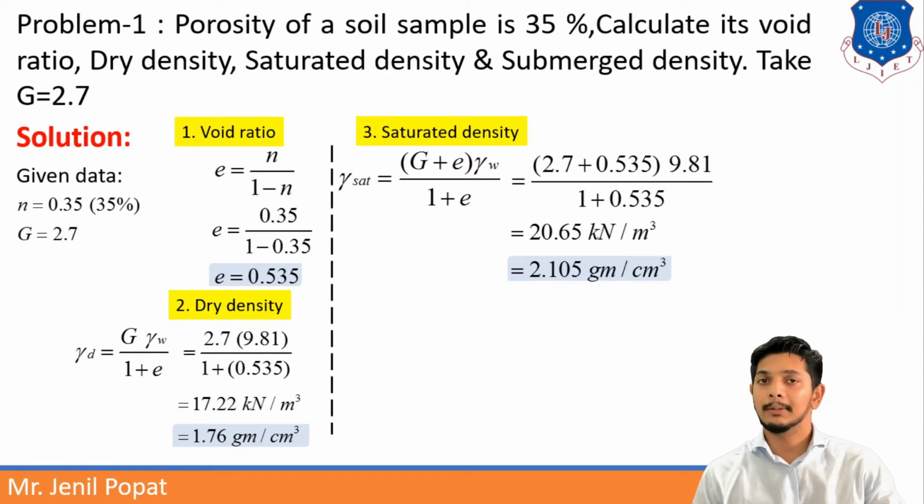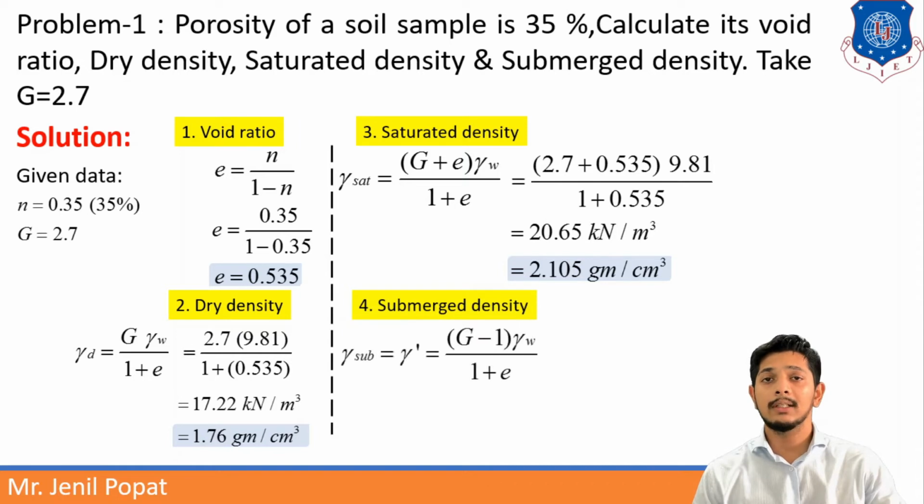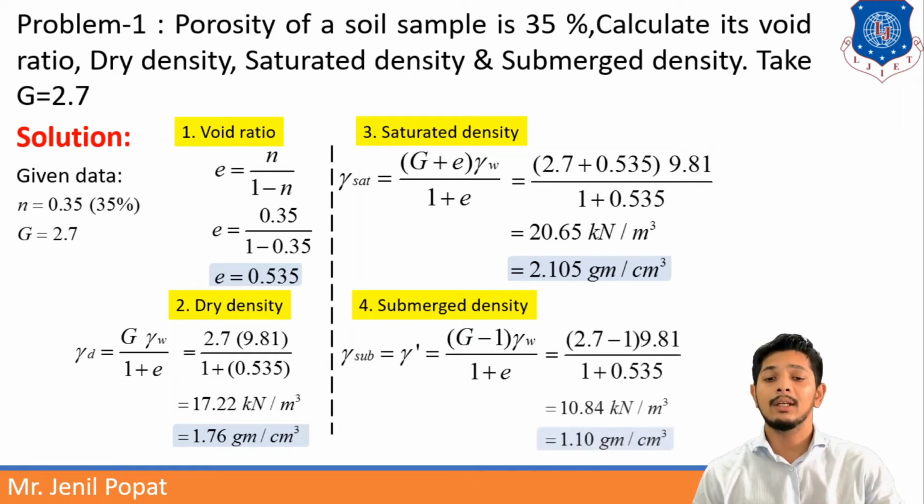Let us move to submerged density. For submerged density, we have the formula gamma submerged, or we can say gamma dash, is equal to G minus 1 into gamma w upon 1 plus e. We know the values of G, e and gamma w. Let us put these in the equation, and we get the answer as 10.84 kilonewton per meter cube or 1.10 gram per centimeter cube. Here I am asked about densities, so I am writing the unit as gram per centimeter cube. If I am asked about unit weight, I will find it in kilonewton per meter cube.